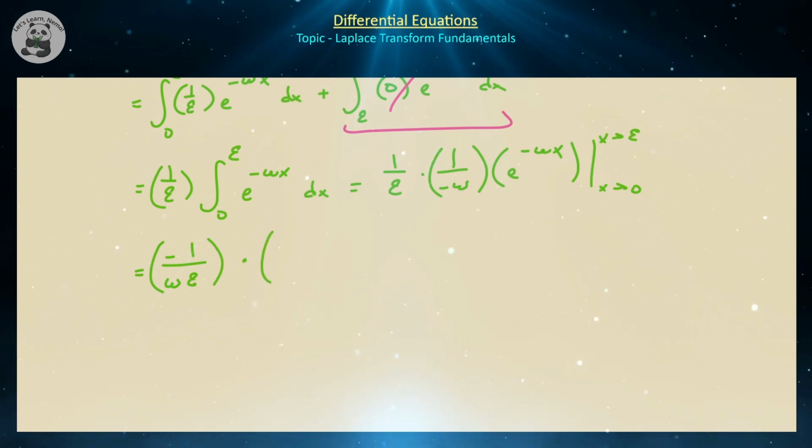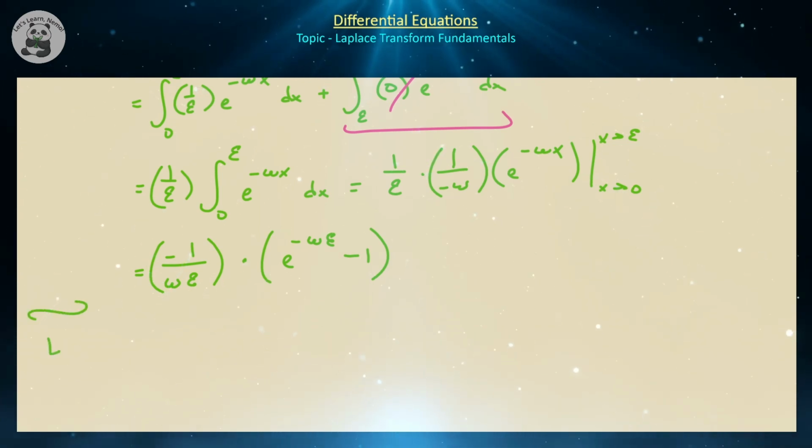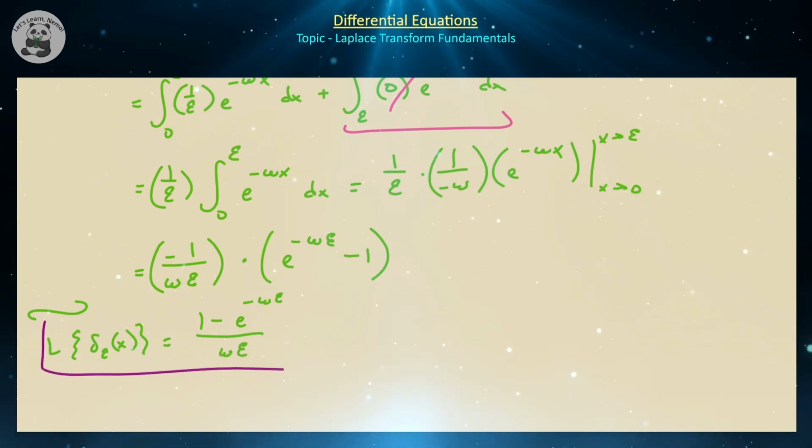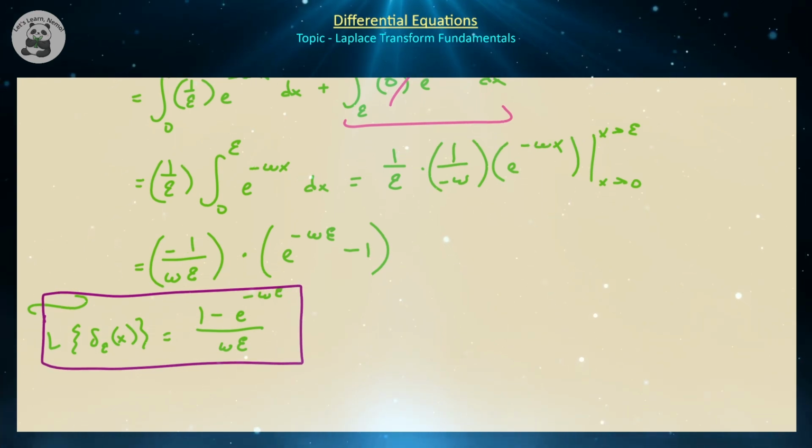And then over here, we're going to have e to the minus omega epsilon minus e to the 0, which is 1. Right, and that's going to give us that. And we can get rid of that negative sign in the front to give us a nice representation for the limited unit impulse function. So that's just going to be equal to 1 minus e to the minus omega epsilon, all over omega epsilon. Okay, so that's the Laplace transform of that particular function.